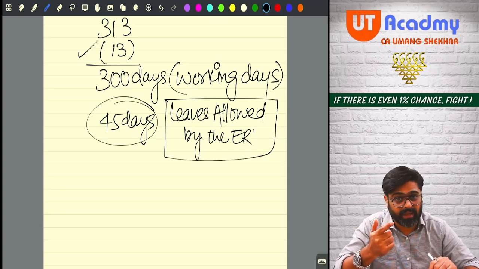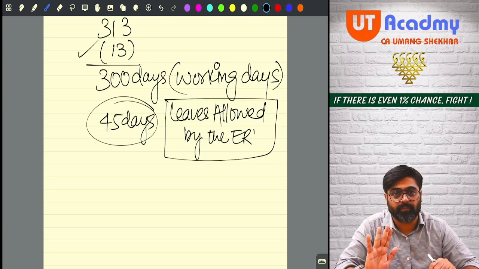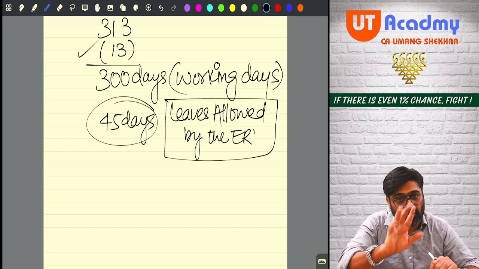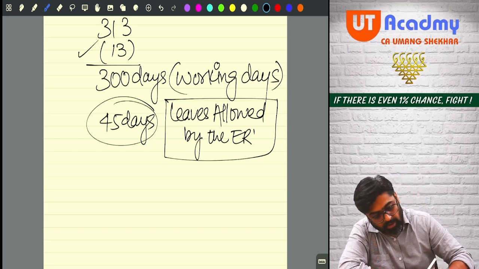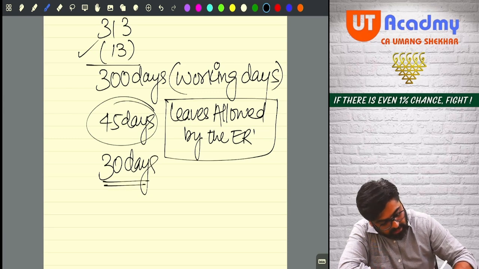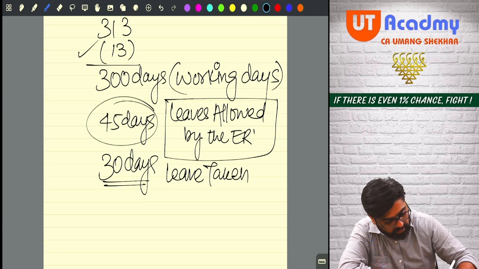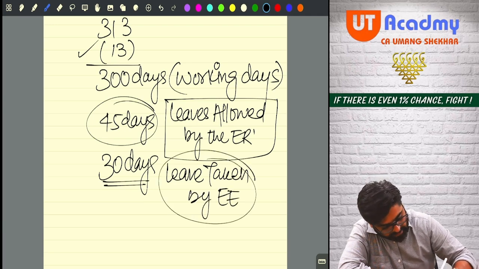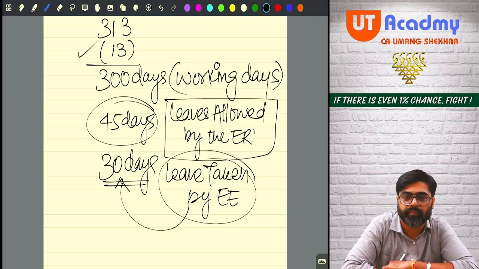Now the thing which I want to tell you is important. 45 days allowed by the employer. You took only 30 days. Can I say 30 days is what? Leave taken or leave availed by the employee. The employee is taking 30 days leave only.